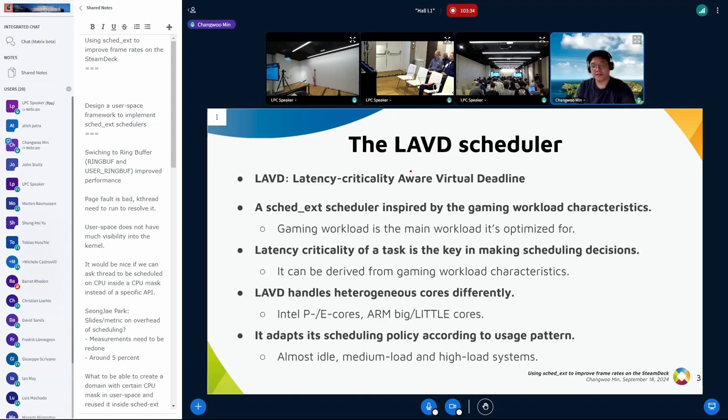Also, especially in the case of a handheld device, battery consumption is really important. So LAVD handles the cores differently, since it knows about the heterogeneous cores. And also, in order to further optimize performance and battery consumption, it adopts the scheduling policy according to the usage pattern.